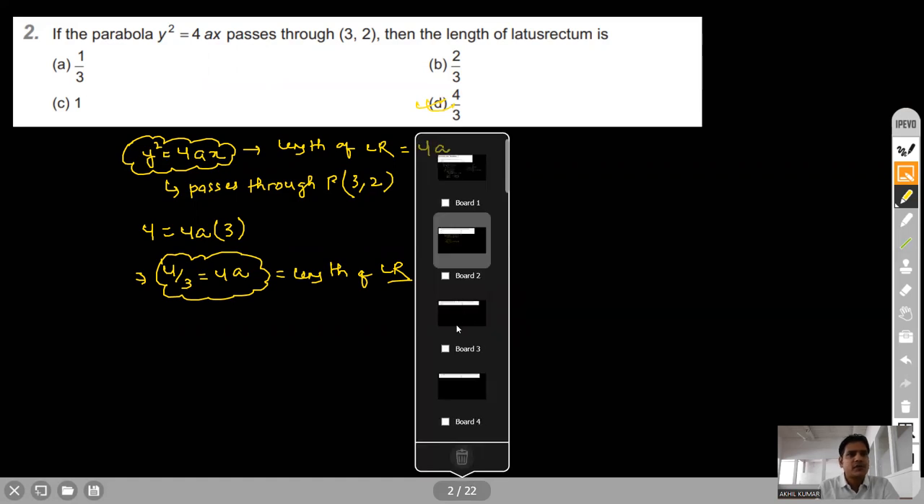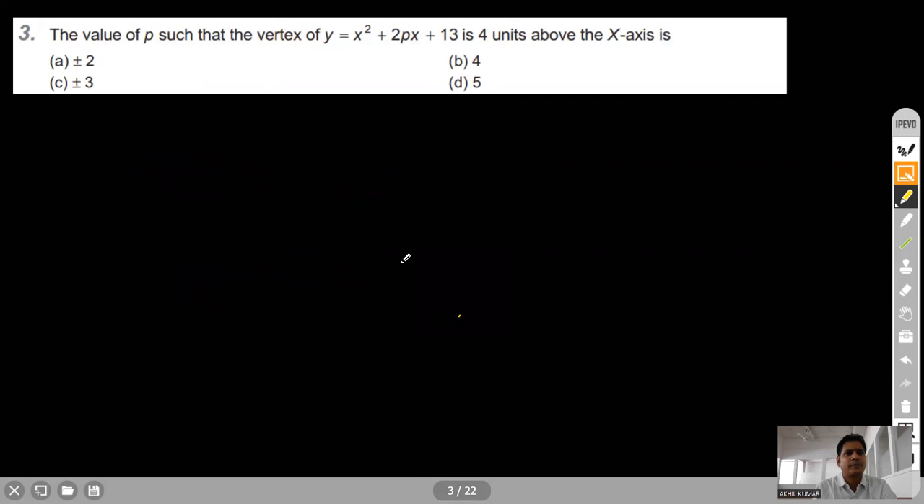Now let's see the next question, question number 3. It is saying the value of P such that y equal to x square plus 2px plus 13 is 4 units above the x-axis. If you observe, the equation of the parabola is given as y equal to x square plus 2px plus 13, right? So this is of the form ax square plus bx plus c. And here a is equal to 1, that is greater than 0.